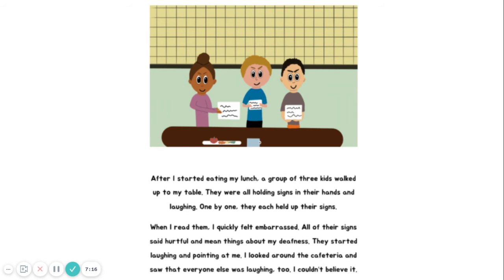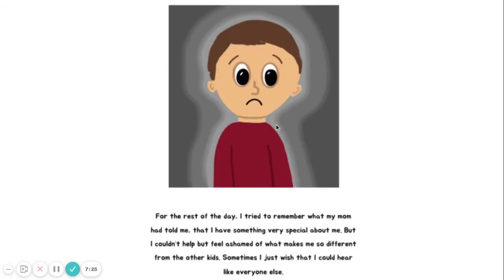I couldn't believe it. So what kind of impact are these bullies having on Daniel? Bad impact, right? A negative impact. And you can see here what that impact is doing to him, right?